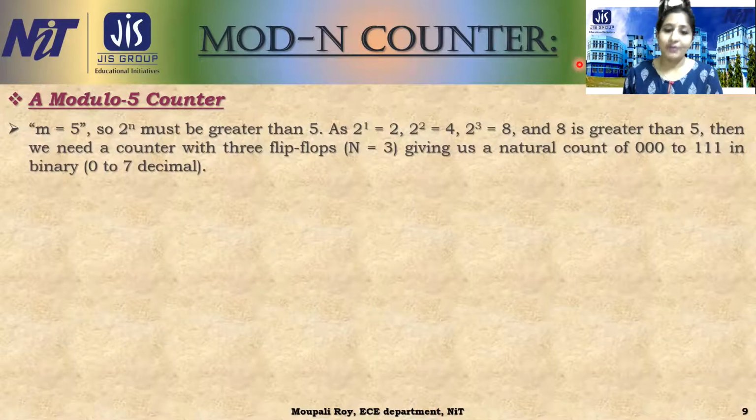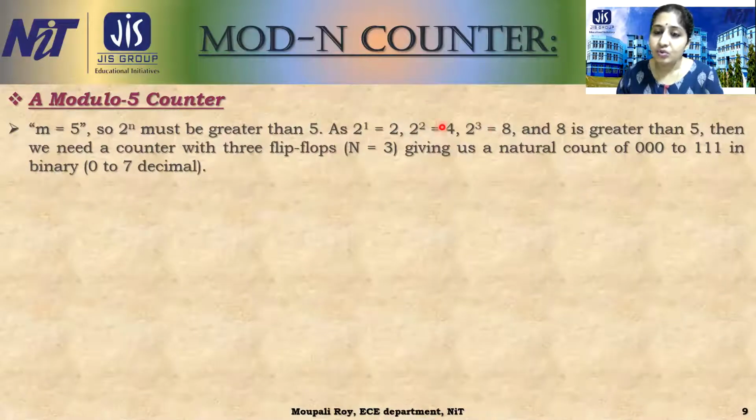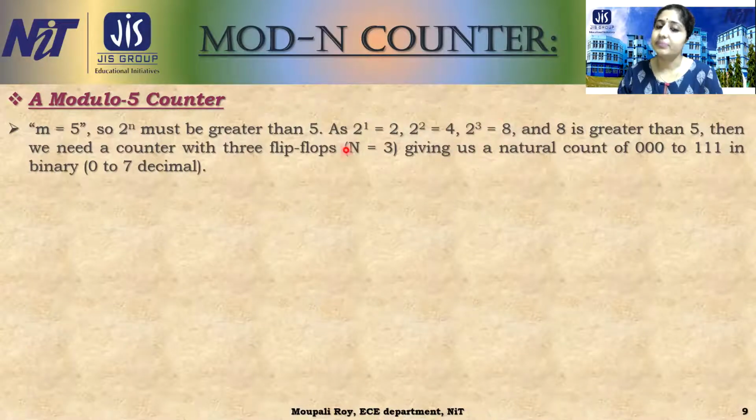So 2 to the power, what I was saying before, is that we are taking the 5 numbers, so mod 5. So 2 to the power N must be greater than 5. 2 to the power 3 is 8, and these two are not greater. So 2 to the power 3 is greater than 5. Then we need to count how many flip-flops there are. 2 to the power 3, that means we need 3 flip-flops. Flip-flops N is equal to 3 now.